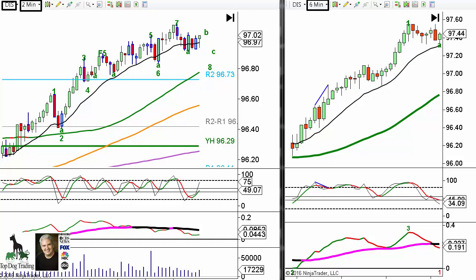Okay, so let's talk about how it's traditionally done and why I don't follow the traditional method anymore. The traditional approach is to only trade your setups in the direction of trend on the longer term time frame. So let's look at what we're talking about here.